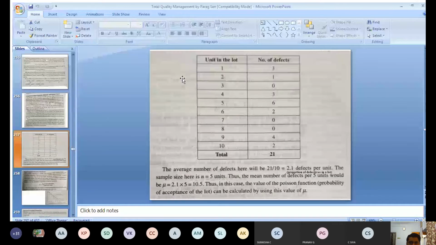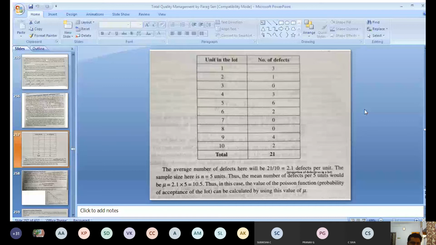The lot size is 10, so 10 items are there. The first item consists of 3 defects, the second item 1 defect, the third item 0 defects, the fourth item 3 defects, like this. The average number of defects here is 21 by 10, equal to 2.1 defects per unit, because altogether there are 21 defects. Dividing by 10 gives 2.1 defects per unit.